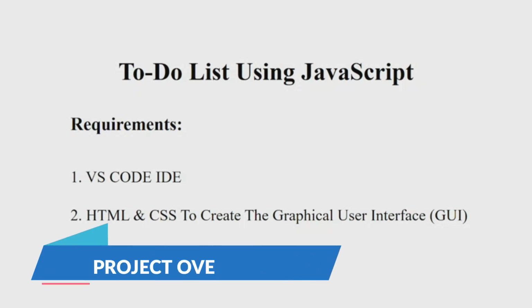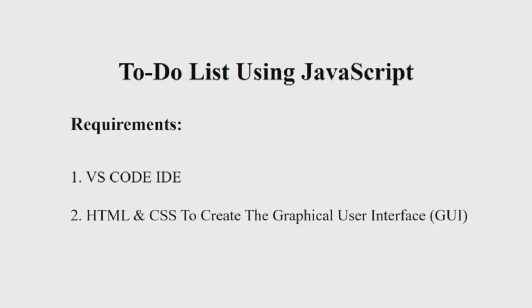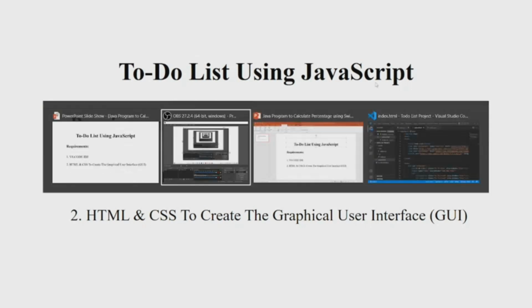Today we are going to make a to-do list using JavaScript. Let us begin. Let us first see the requirements. You will be requiring a VS Code editor and some basic knowledge of HTML and CSS to create a beautiful interface. Let us now understand the working of the source code.